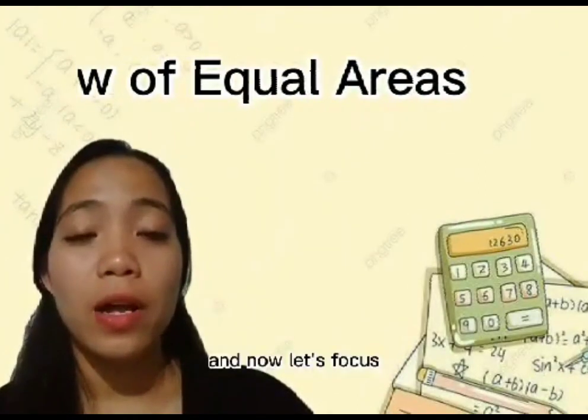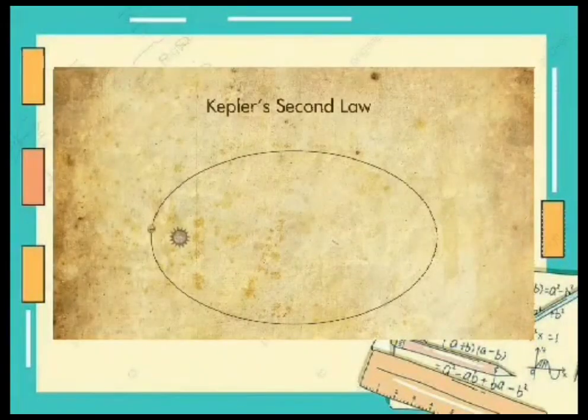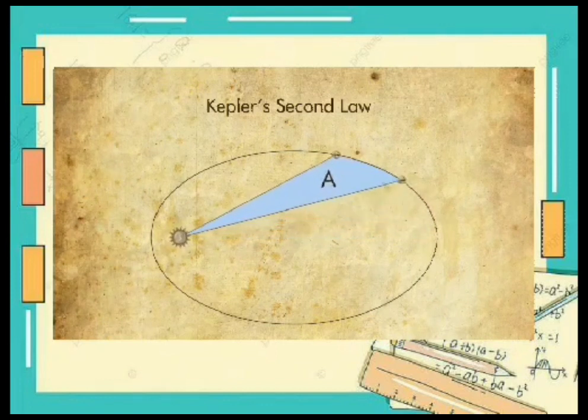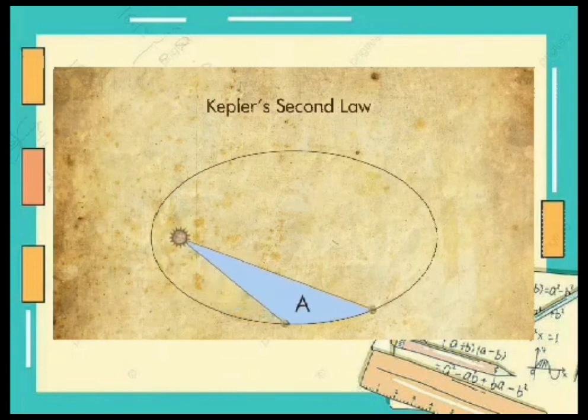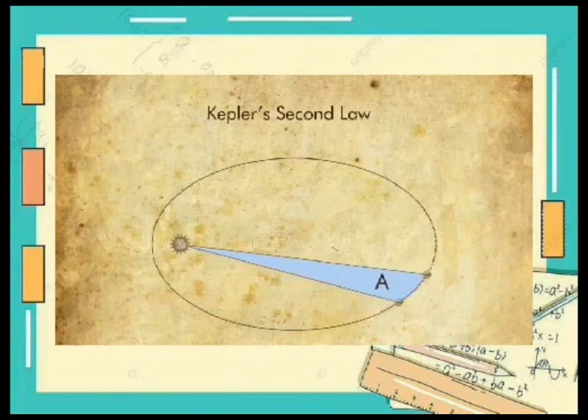And now, let's focus on Kepler's second law of planetary motion, which says that if you draw a line from the Sun to Mars and wait a fixed amount of time, that line will sweep out a certain area as Mars moves along its orbit. What Kepler noticed was that this area is exactly the same no matter where in the orbit you are. This is often phrased as the equal area in equal time law.